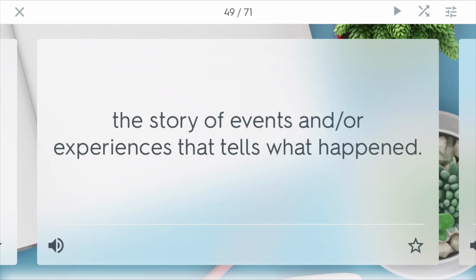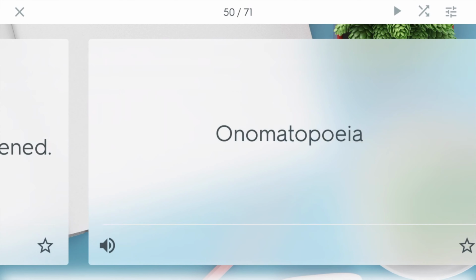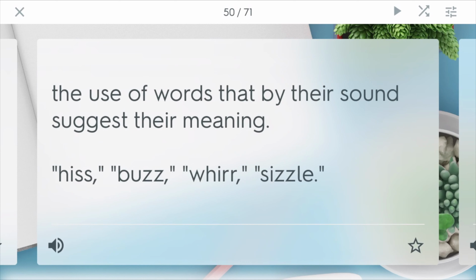Narration is the story of events and or experiences that tell what has happened. Onomatopoeia is the use of words that by their sound suggest their meaning. Examples would include hiss, buzz, whir, and sizzle.